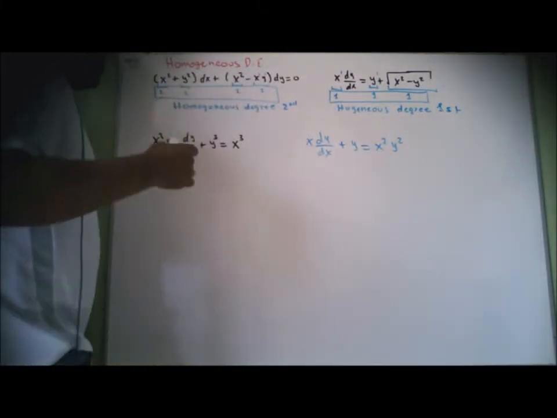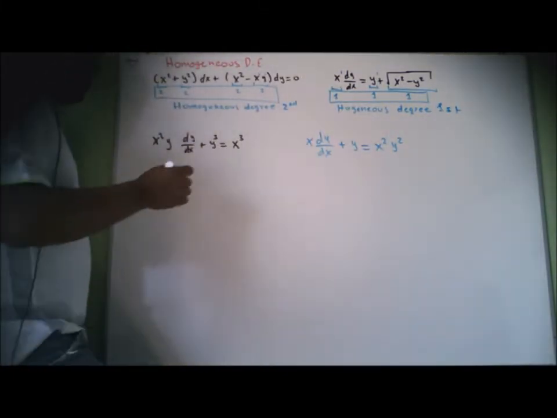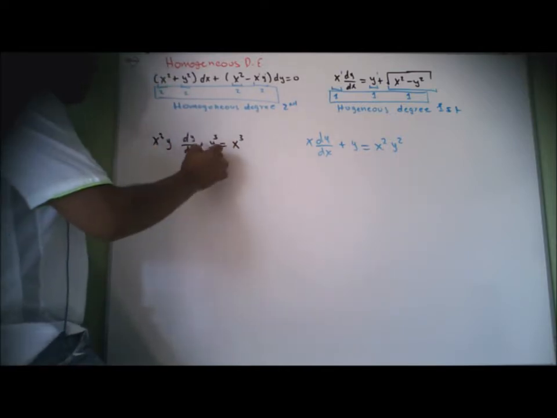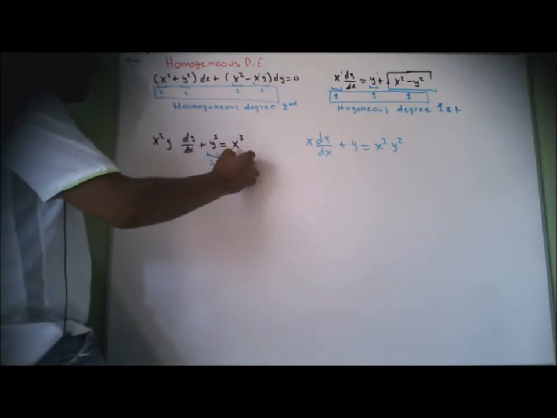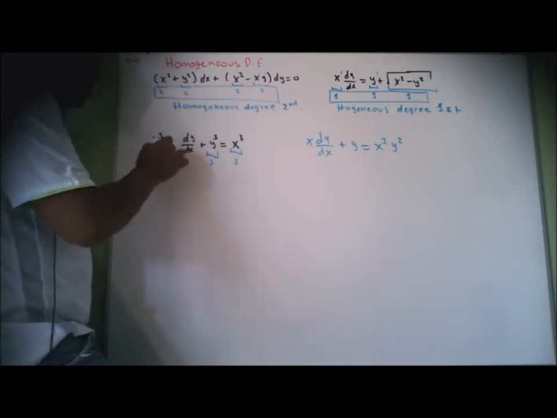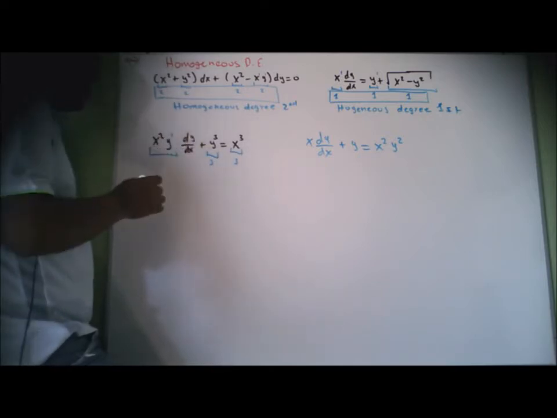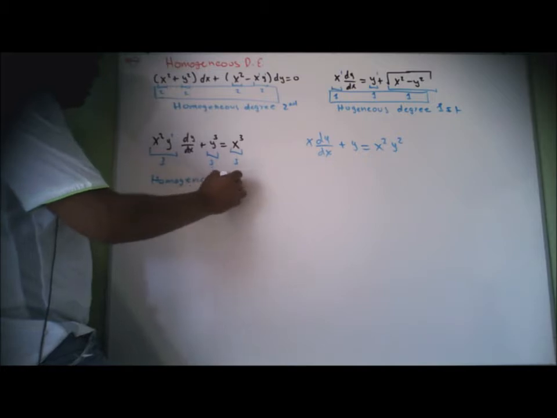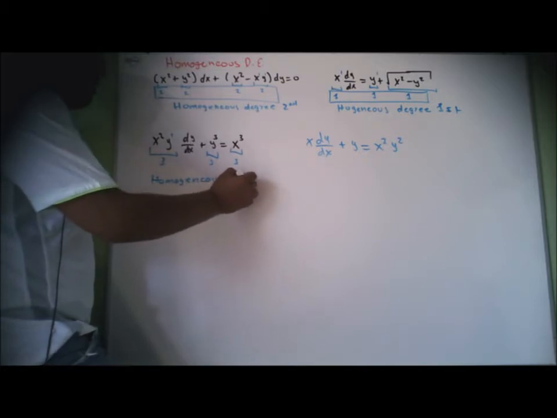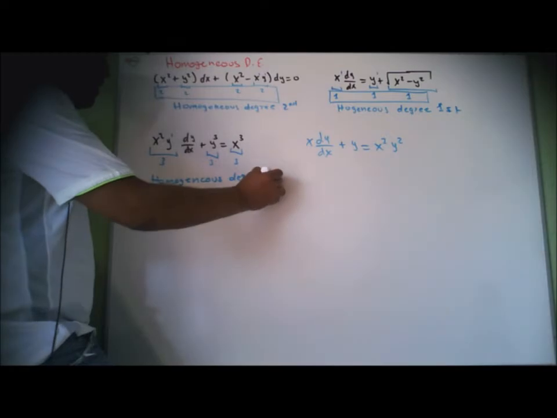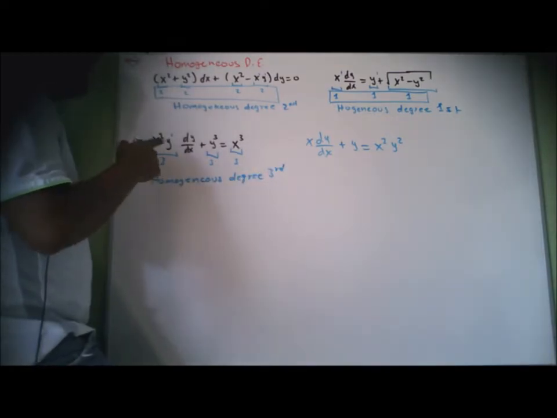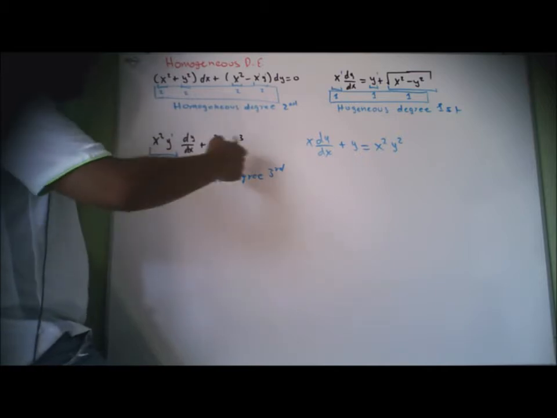Now on this example, you have to combine the x and the y power. Here I can see that the power is 3, here the power is 3, and here it is 2 and the y has 1. Then this is 3. So this is homogeneous third degree. In that way you understand what is a homogeneous differential equation. They have the same degree.